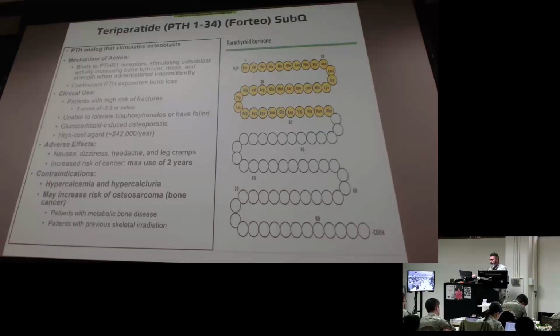There is also a contraindication for a risk of osteosarcoma, bone cancer. So if your patient already has some type of metabolic bone disease, avoid it. Also avoid it in patients that may have had some kind of skeletal irradiation, right? If they were exposed to radiation therapy skeletally, then you avoid this steroid, teriparatide.